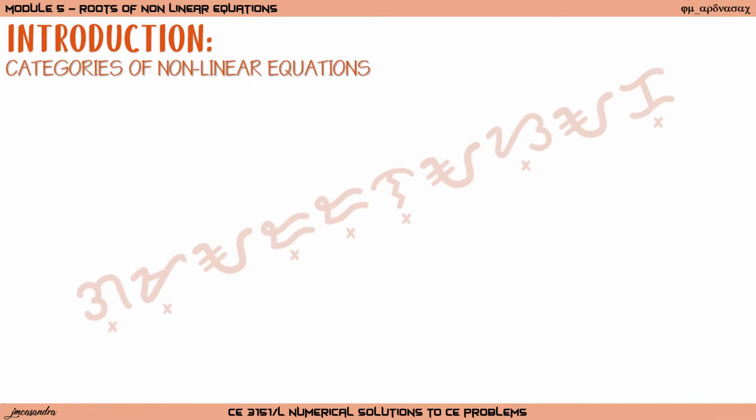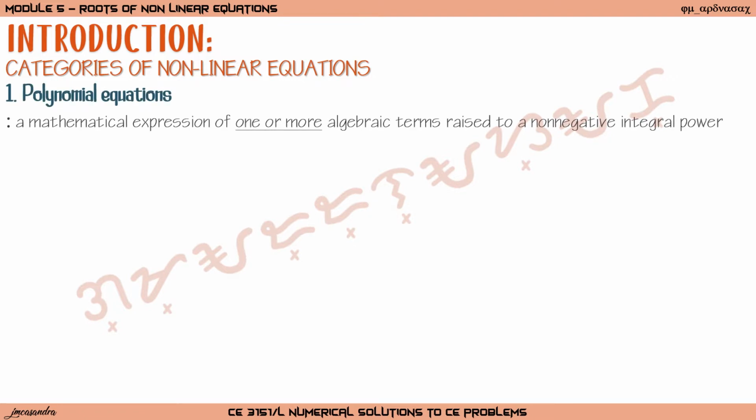So for nonlinear equations, there would be several categories. The first one is what we call polynomial equations, which is defined according to Merriam-Webster as a mathematical expression of one or more algebraic terms which is raised to a non-negative integral power. It means that our terms would be raised to positive integers. Okay? And also, this would include fractions as well.